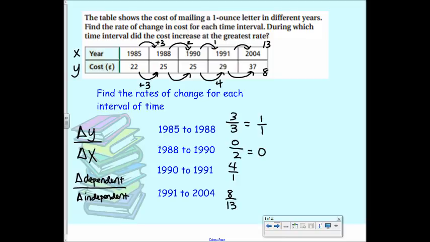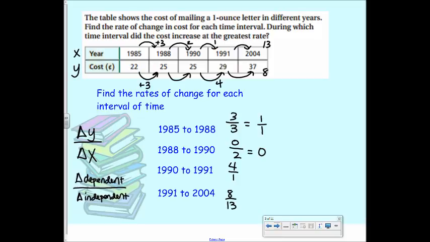Which of these is the greatest rate? Which of those is the greatest? Alejandra? It looks like 1991 to 2004 would be the greatest rate because it went up how much? 8. However, why is that not actually the greatest rate of change? Angel? It's less than 1. This fraction right here, 8 out of 13, is less than 1. It's like having a pizza with 13 slices and you get to eat 8 of them, which is a lot of slices of pizza, right? But it's not the whole pizza.